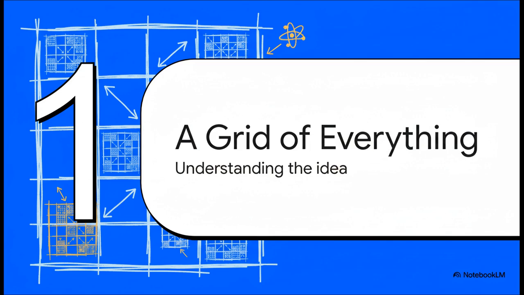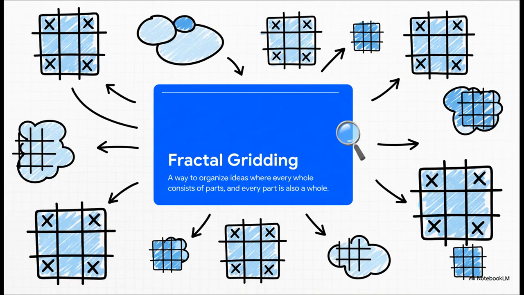What is this grid of everything? Think of it less as a tool and more as, well, a new way to see the world, a framework for your own thoughts. So here it is, the official definition. It's a way to organize your ideas where every single thing is both a complete unit and it's made up of smaller parts. But, and here's the mind-bending part, each of those smaller parts is also its own complete unit. It's this beautiful, simple, repeating idea.